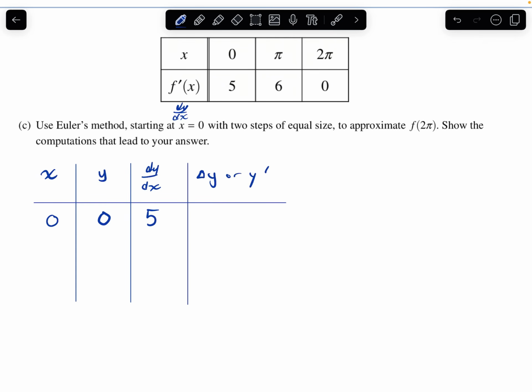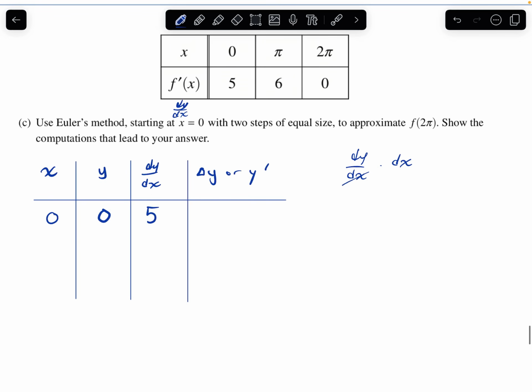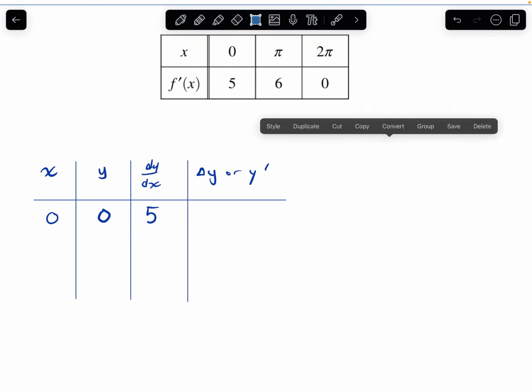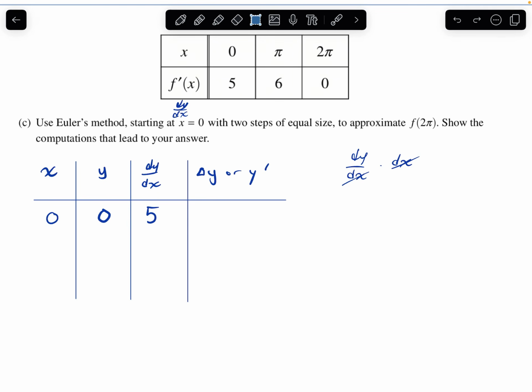So what is going to then be the change in y? The change in y is dy/dx times delta x, right? That's how we get that delta y. So what is dy/dx times, actually, I probably need to erase that part. I can leave it here, it doesn't matter. All right, so we've got 5 times, and what is our step size? What is our delta x? Okay, so I'm going to say dx or delta x.